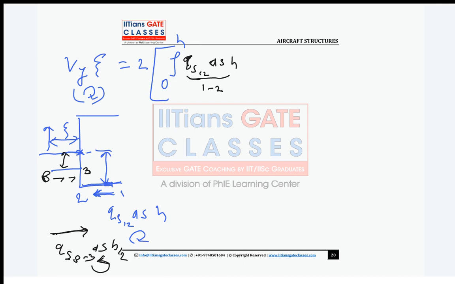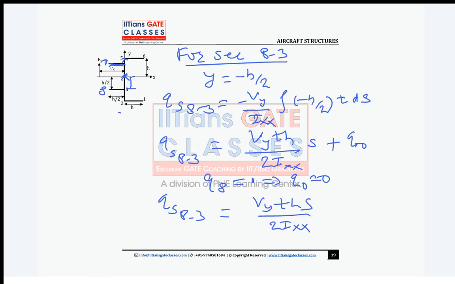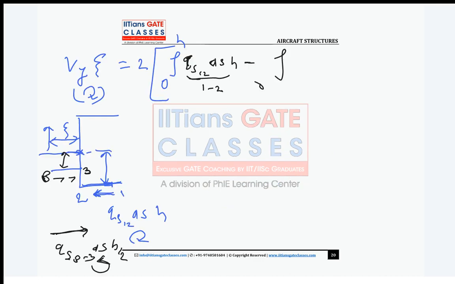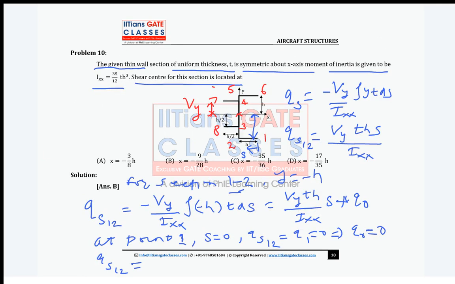So if it is anti-clockwise, what will be the sign here? Because you are equating, right? Clockwise equal to clockwise. So it will be minus 0 to, what is the length? h by 2, right? So 0 to h by 2, and then qs 8 to 3 ds into h by 2. Now guys, substitute the values. What we get? 2, 0 to h. What is your qs 1 to 2? You already know, right? Qs 1 to 2 is this value. Substitute Vy t h s upon Ixx.